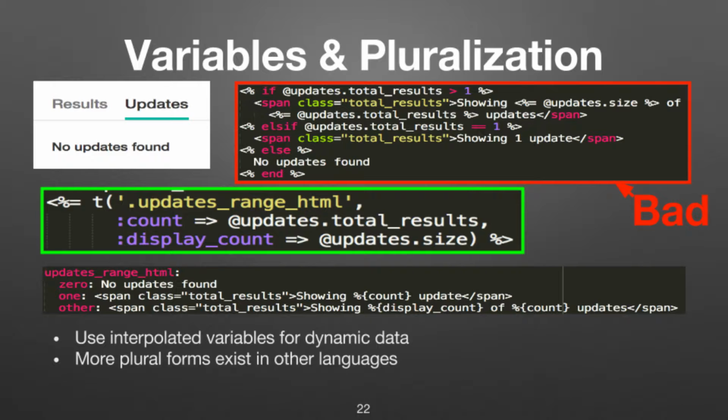And this is kind of bad because it's very specific to English. It doesn't help us when we go to different languages, which have potentially more than that. Other languages, such as Arabic, have things like many, or few, or 2. So a better way to do it is use a translation helper, again. And you can pass in variables like count and display count here in this example.